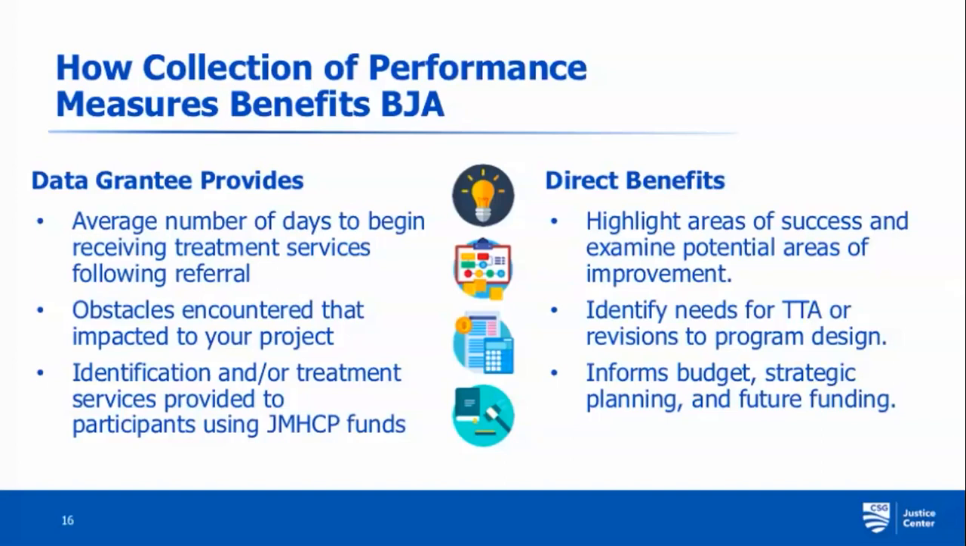The third sample performance metric that I have on here is: please indicate if you used JMHCP funds to provide any of the following identification and/or treatment services. A question like that would be a checkbox, where you could check everything that applies to that question. So the direct benefit to BJA is that it enables us to understand how your funds are being distributed, and that in turn informs budget, strategic planning, and future funding.